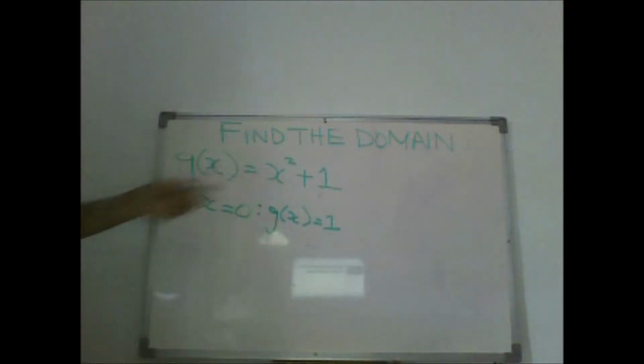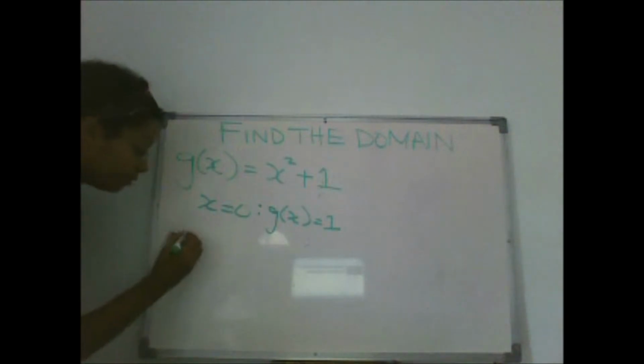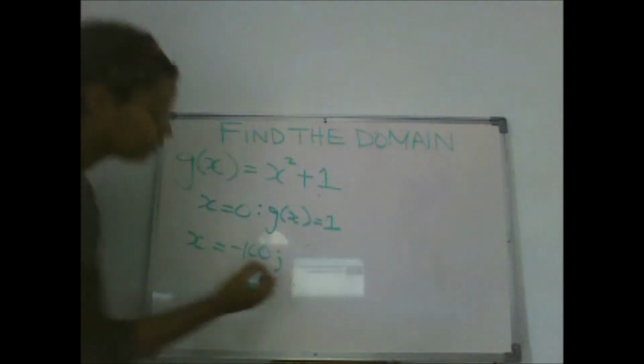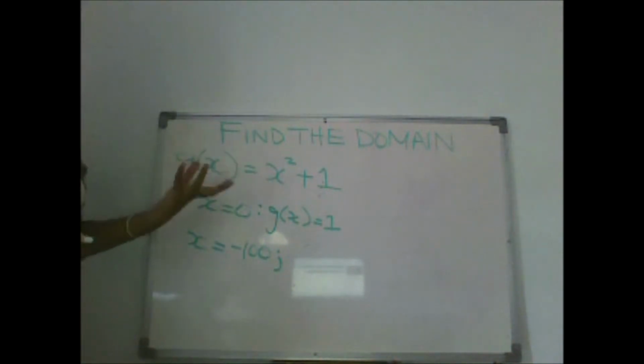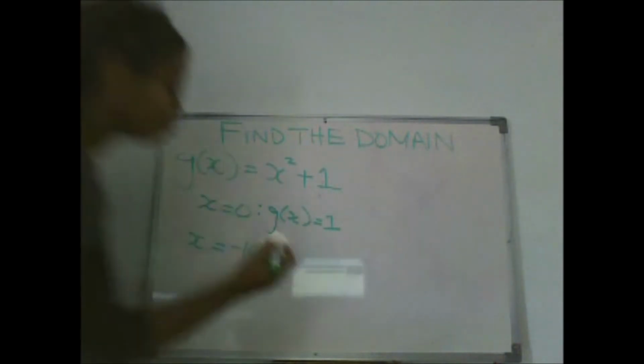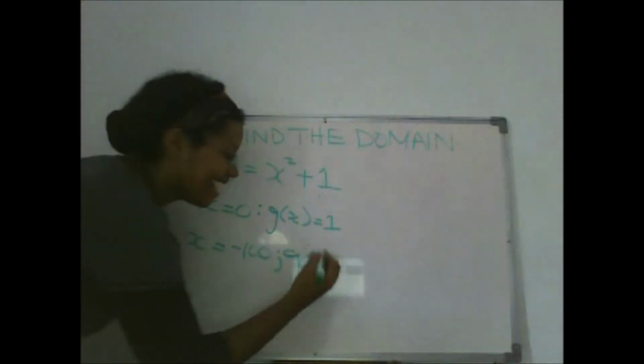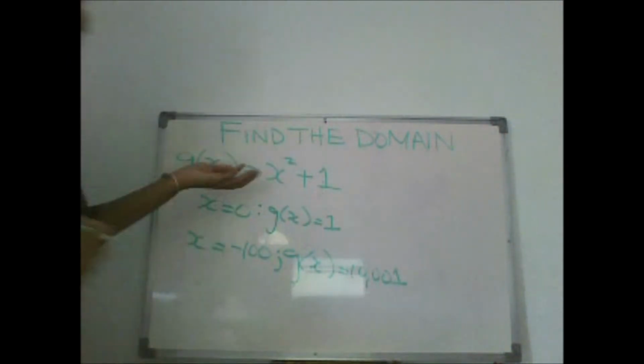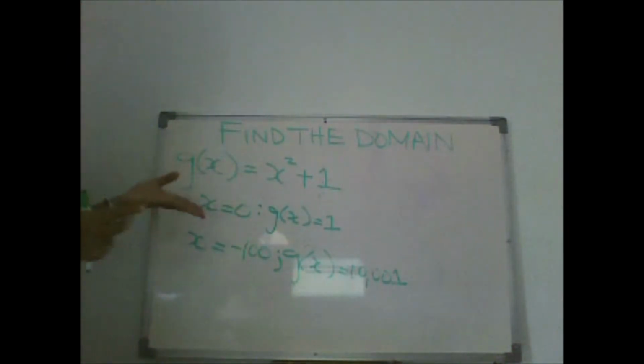If we want to use, for example, x is equal to -100, then -100 squared would give us 10,000. Right? 10,000 plus 1 gives us 10,001. So any number that we use for x will satisfy the equation. And therefore, the domain for this particular equation would be all real numbers.